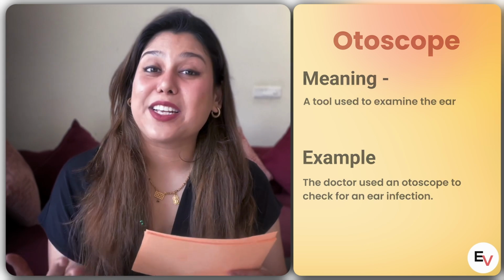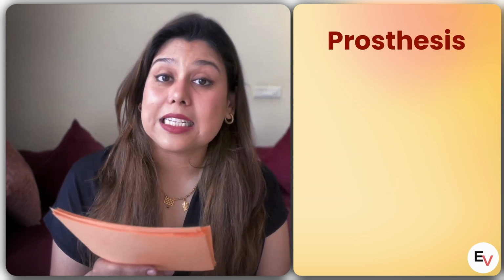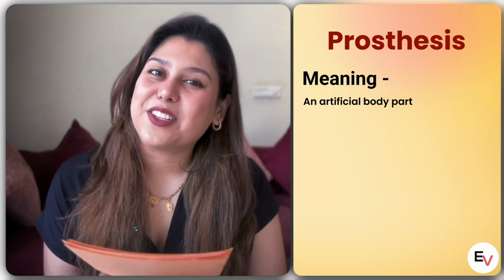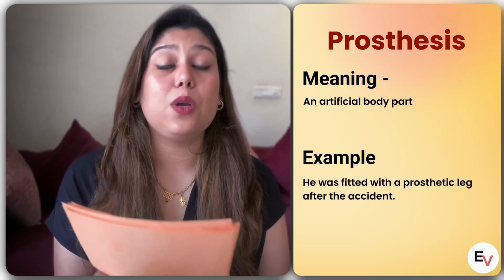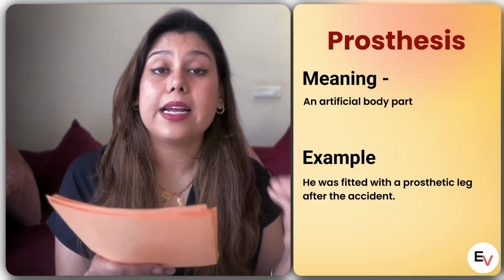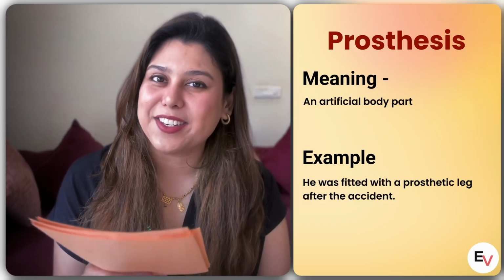Moving on to your next word, which is prosthesis. Repeat after me. Prosthesis. Now, a prosthesis is an artificial body part. Now, let's frame a sentence with this word. He was fitted with a prosthetic leg after the accident.